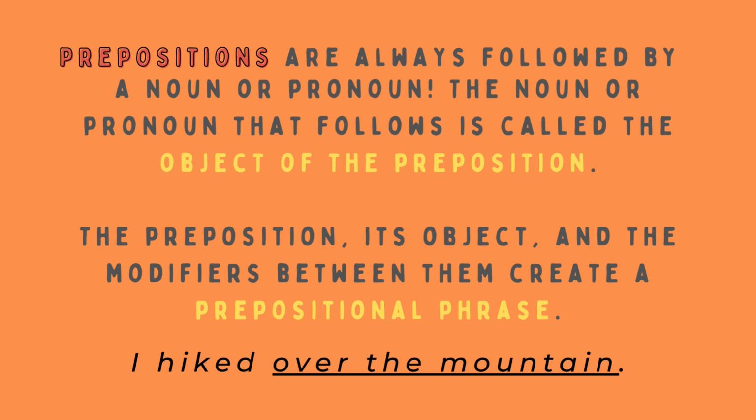Prepositions are always followed by a noun or pronoun. The noun or pronoun that follows is called the object of the preposition. The preposition, its object, and the modifiers between them create a prepositional phrase. In the sentence, I hiked over the mountain, the word over is our preposition. We can recognize that from our prepositions list. And then we see the word the, that is our modifier in between. And the word following is mountain, which is a noun and the object of the preposition. We hiked over what? Over the mountain.